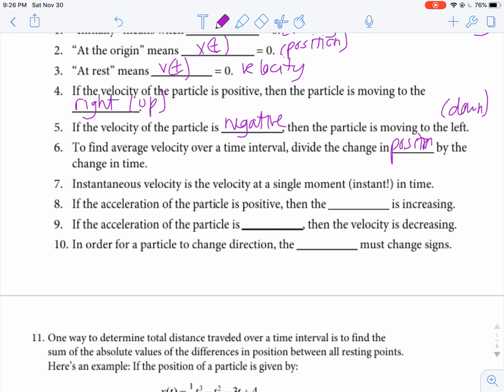If the acceleration of the particle is positive, then the velocity is increasing. If the acceleration of the particle is negative, then the velocity is decreasing. And in order for the particle to change direction, the velocity must change signs.